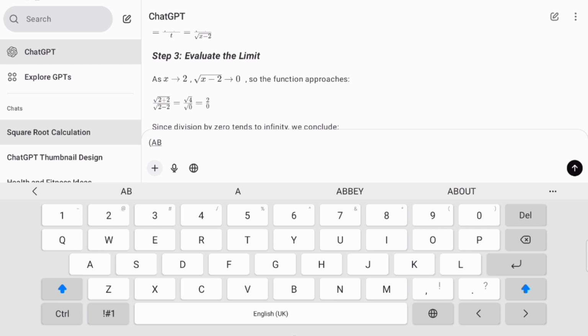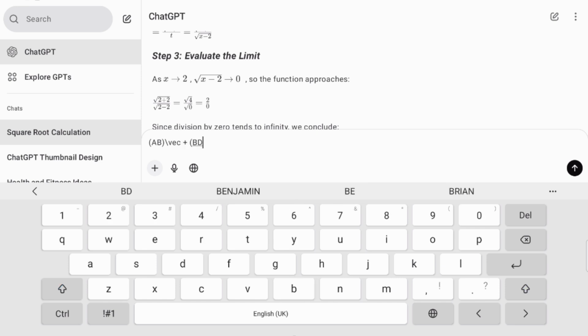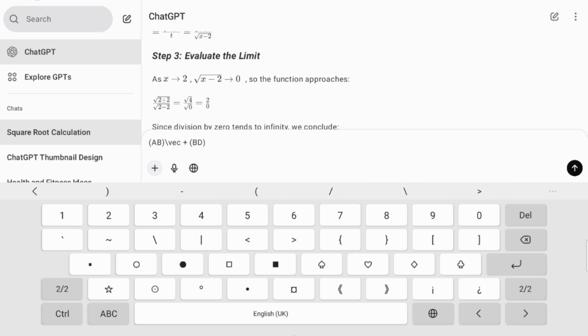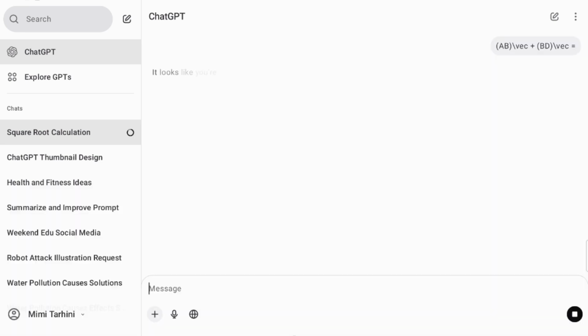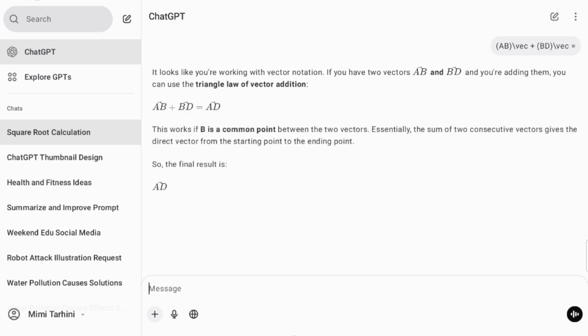So to write vectors or express them, just write the letter /vec, or if it's made up of more than one letter, between brackets the letters /vec. Now let's try AB vector plus BD vector, and let's see how it will deal with it. And yeah, pretty good. This is the answer.